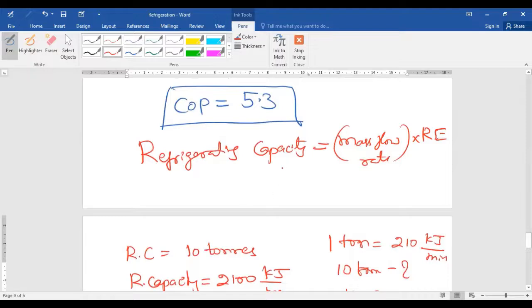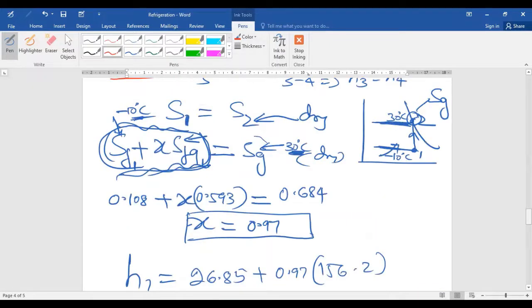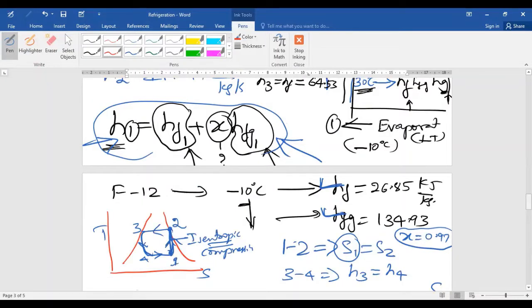So on the left-hand side you have calculated the refrigerating capacity. Mass flow rate is unknown. I need to calculate the refrigerating effect. Keep in mind, that is related to the evaporator. In the TS diagram, if you take H1 and H4, H1 minus H4 is the refrigerating effect.